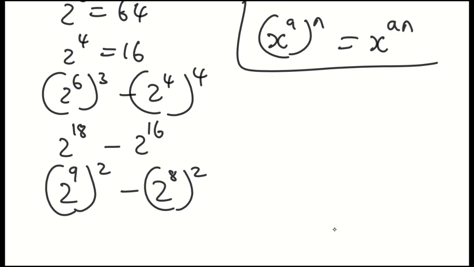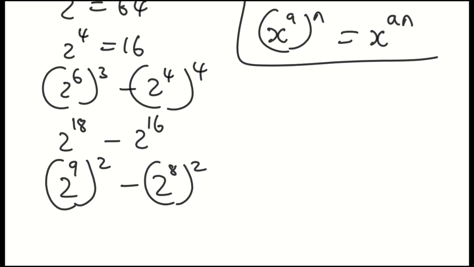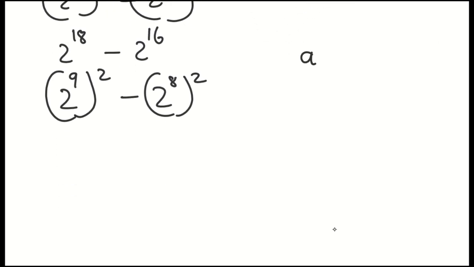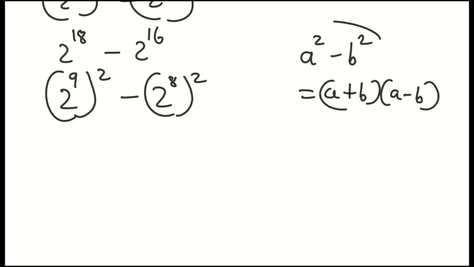So now I'm going to bring in the difference of two squares. How does it work? If you have a raised to the power of 2 minus b raised to the power of 2, this is equal to a plus b in bracket, and then what? a minus b. This is how to factorize when you have difference of two squares. And of course, we have that here. This is a square, another square.